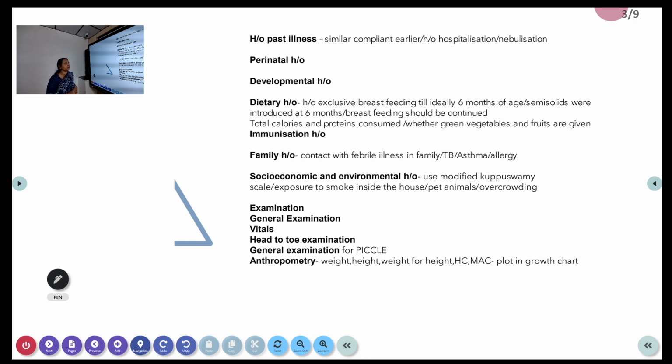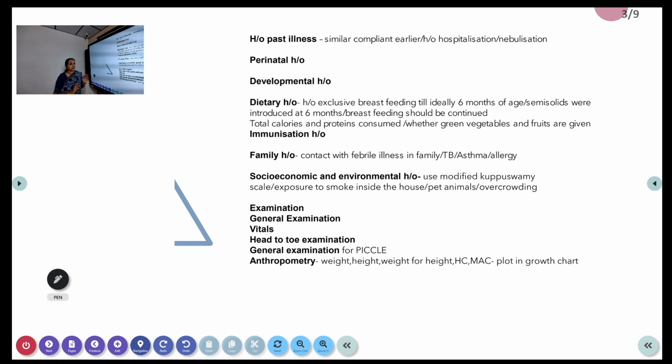Past history. In the past history you ask about similar complaints in the past. Any history of hospital admissions in the past. Whether the child has been given nebulizations in the past. That means this child may be having recurrent wheeze or bronchial asthma. So all these should come in the past history.